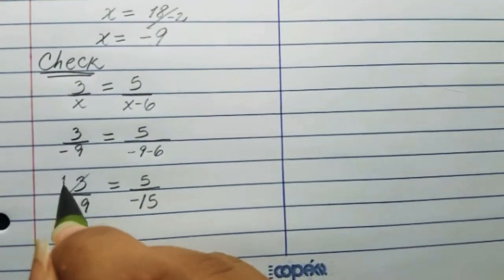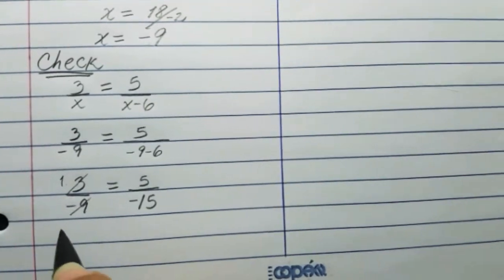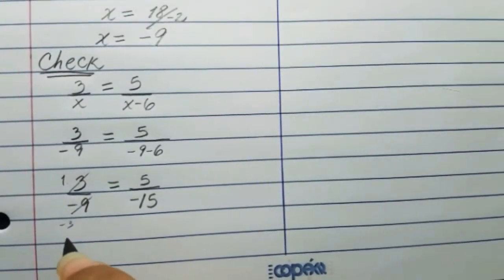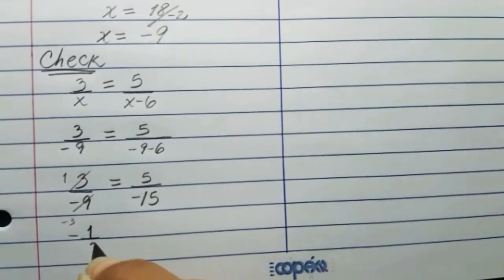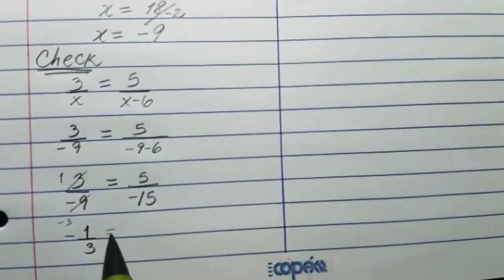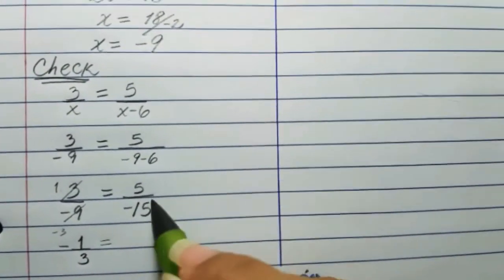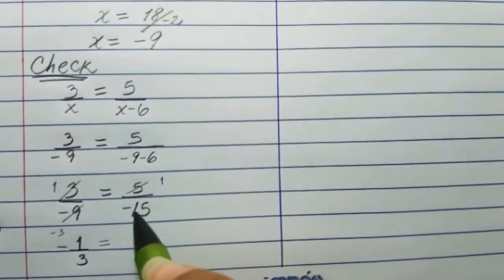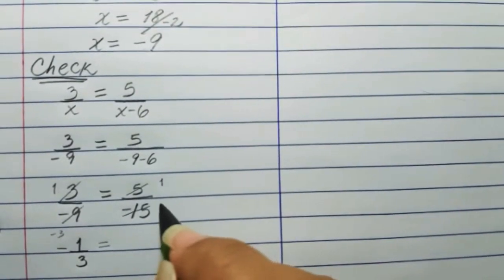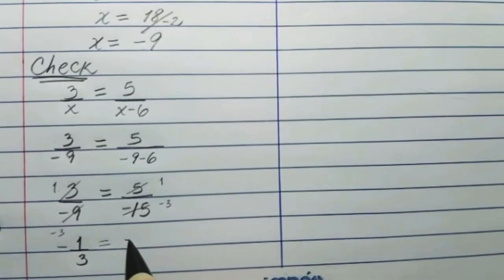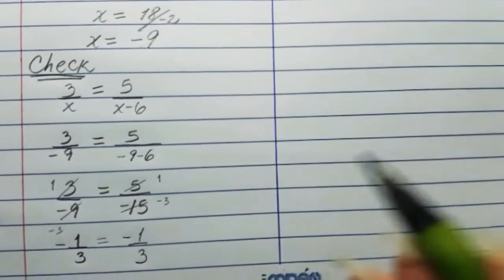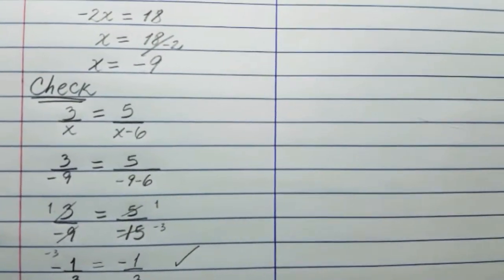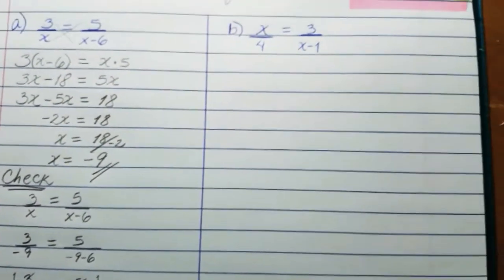3 divided by 3, 1. Negative 9 divided by 3, negative 3. So we have now negative 1/3. And here, both are divisible by 5. So 5 divided by 5, 1. 15 divided by 5 is 3. Negative 1/3. Since this is correct, then this is the answer. Let's go to the second example.